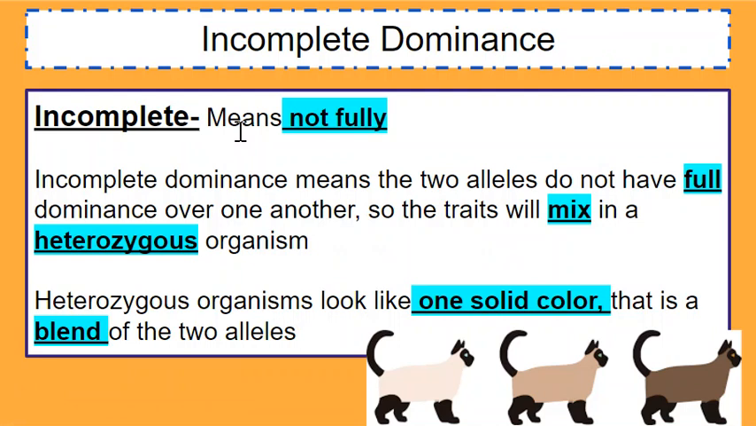Incomplete means not fully. Incomplete dominance means that when there are 2 different alleles, like dominant and recessive, so heterozygous, they do not have a full dominance over one another. So the traits will instead mix. This is what we might see in cats, where if there's a black cat and a white cat, when they mix, they make a gray cat. So the heterozygous organism is a solid color that is a blend of the 2 alleles. This organism does not look white. It doesn't look black. It looks gray. It's a blend of these 2.